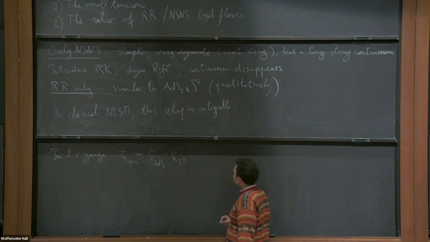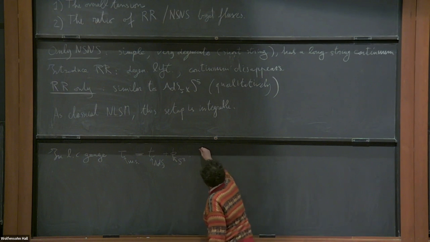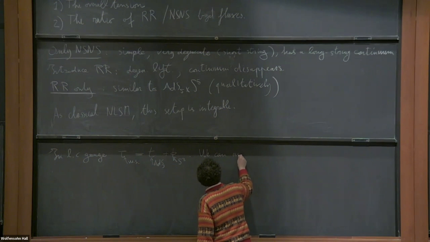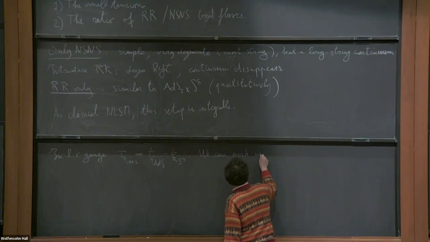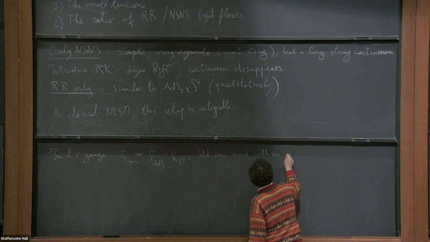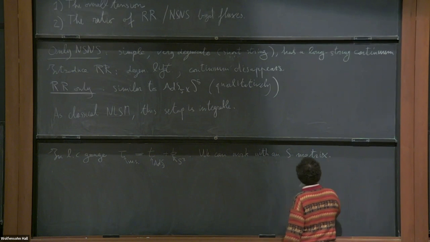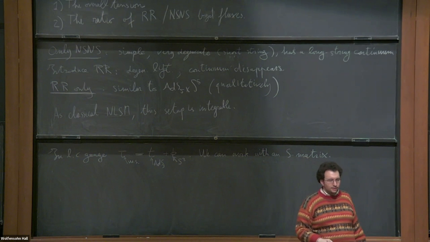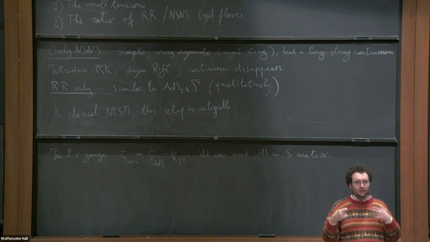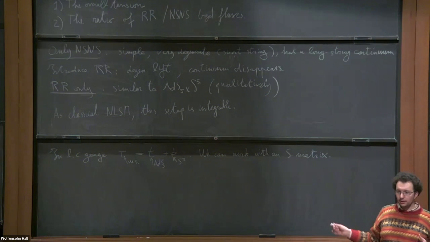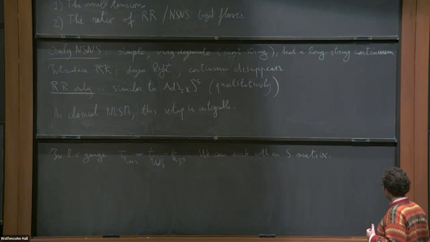The second thing is that we can work in light-cone gauge with an S matrix, at least in principle. And it is well known for integrable theories at the quantum level that, in a sense, the S matrix can be a much better object than, let's say, the quantum Hamiltonian. The S matrix, and I will tell you in a moment, actually behaves quite nicely.